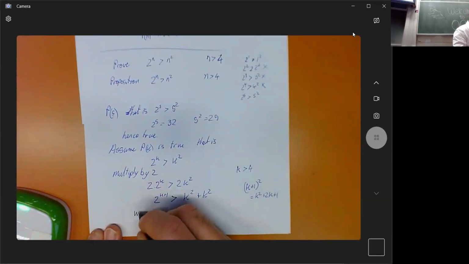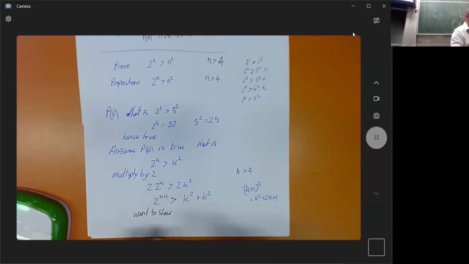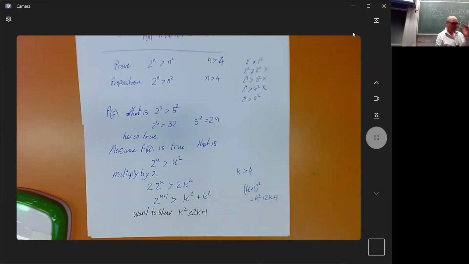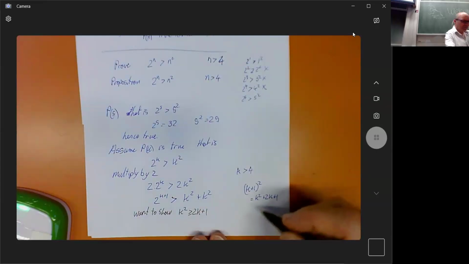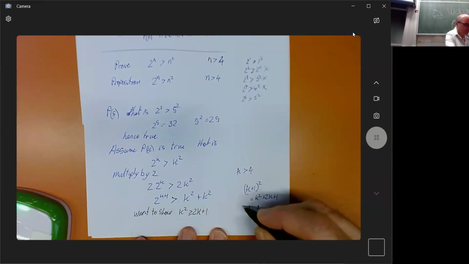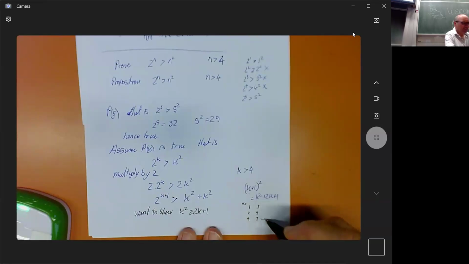If I want to show, so I've brought it down a little bit. I actually want to show k squared has got to be greater than or equal to 2k plus 1. If k is equal to 1, this would be 3. So k is equal to 1, k is equal to 2, that's going to be 4, and that's going to be 5. That would be 9. This would be 7. This actually doesn't become true until k is equal to 3.